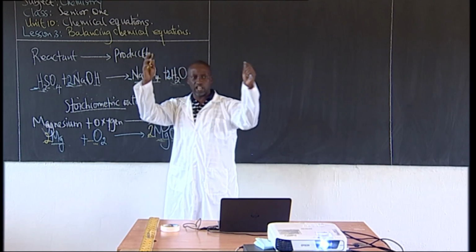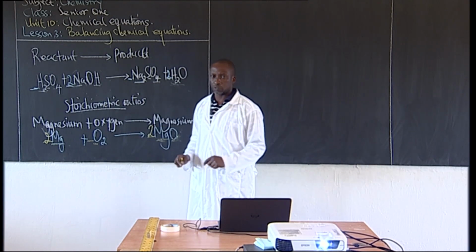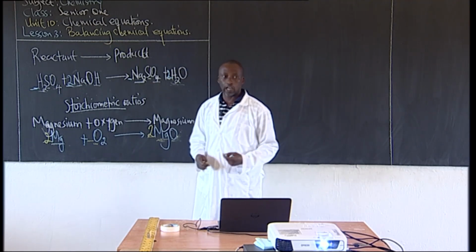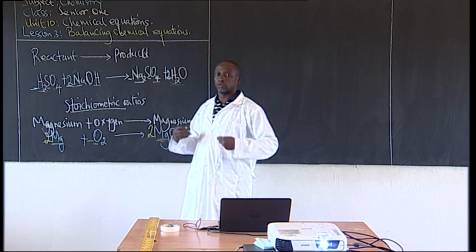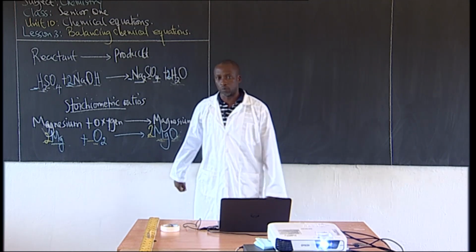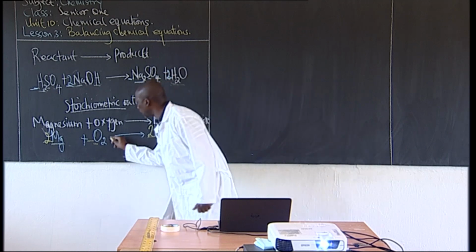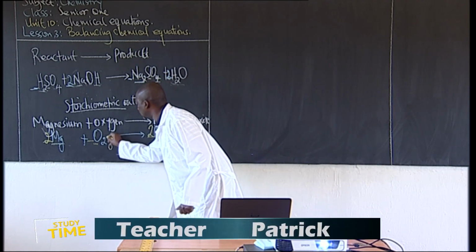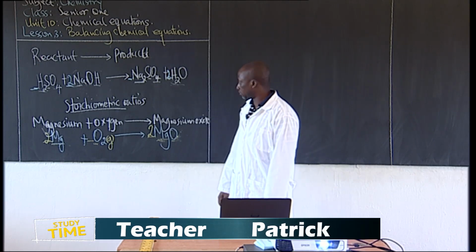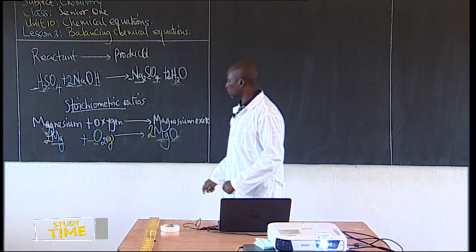Oxygen exists in nature in the atmosphere. I'm just talking because I am getting enough oxygen here that can be used to burn the food that I've eaten to produce the energy that I can be able to speak to you. So the oxygen here exists as a gas. So we just put a small g if it is a gas as a subscript.